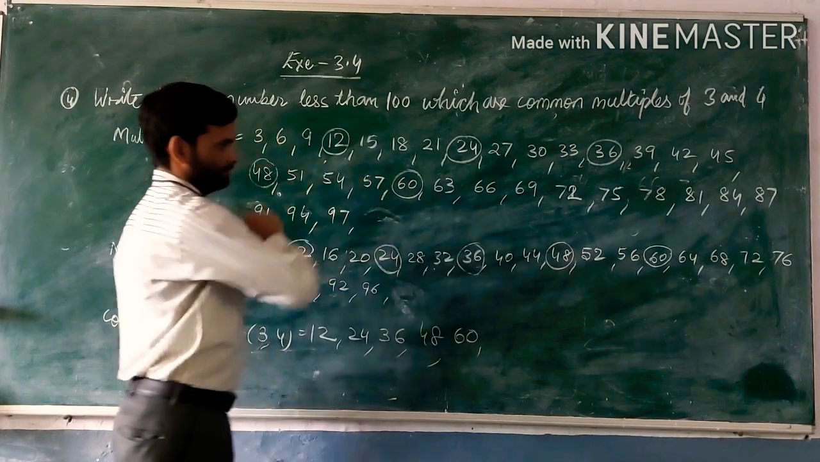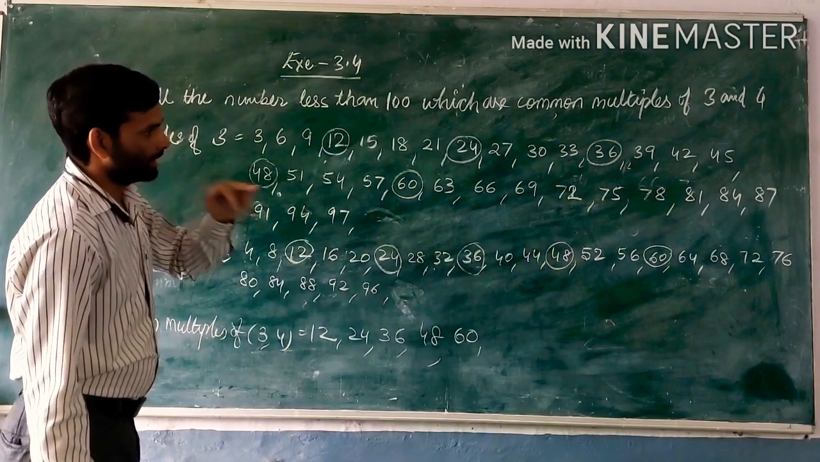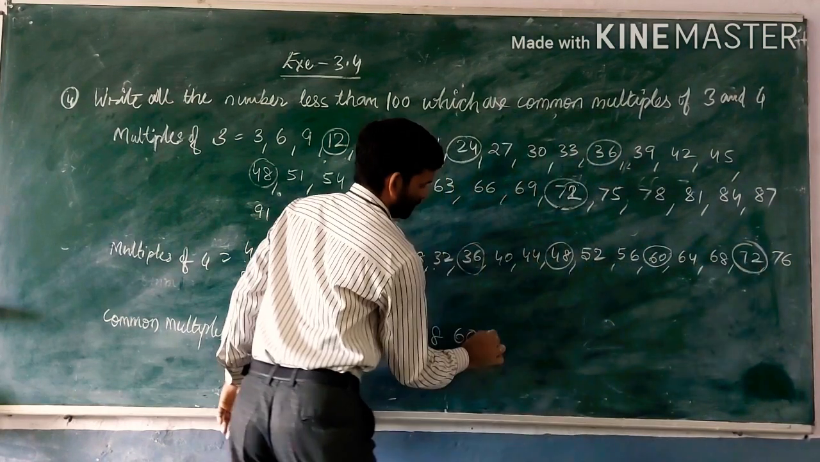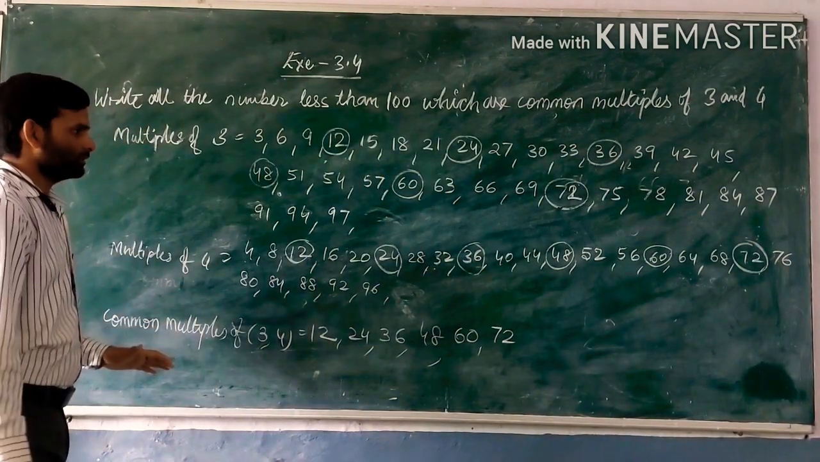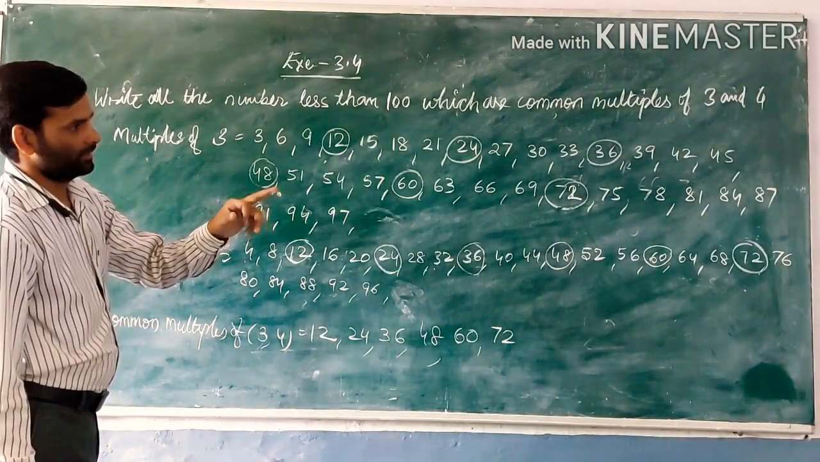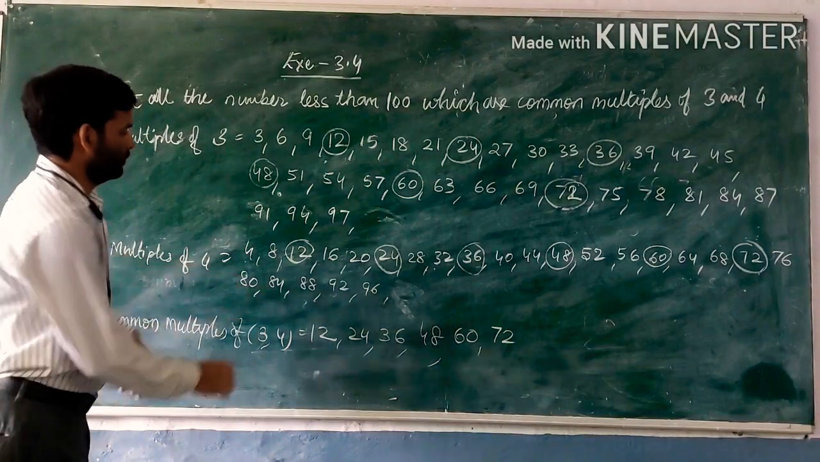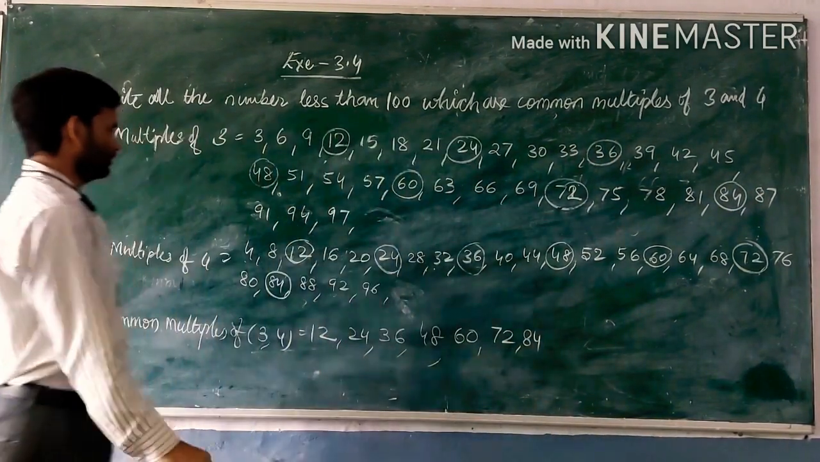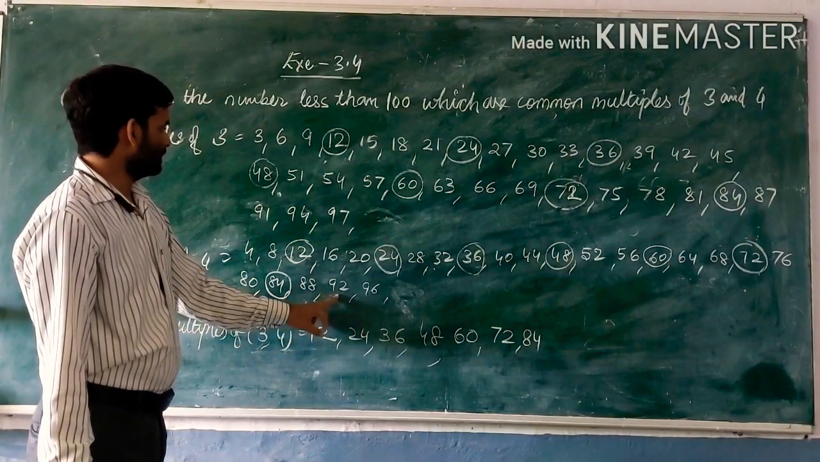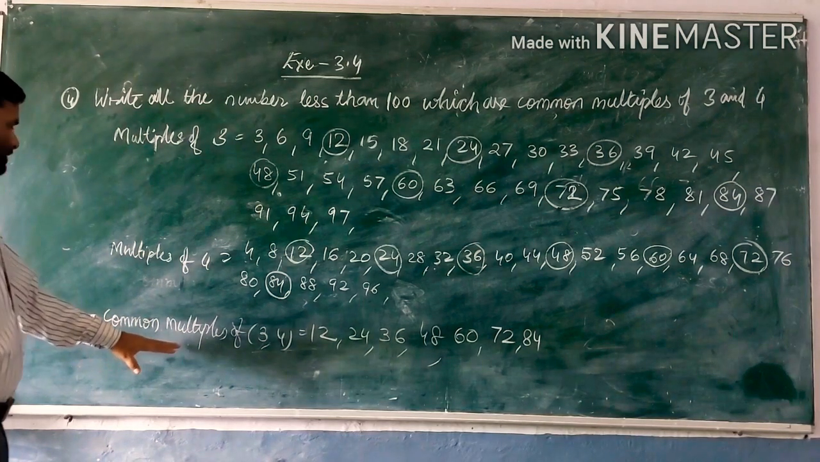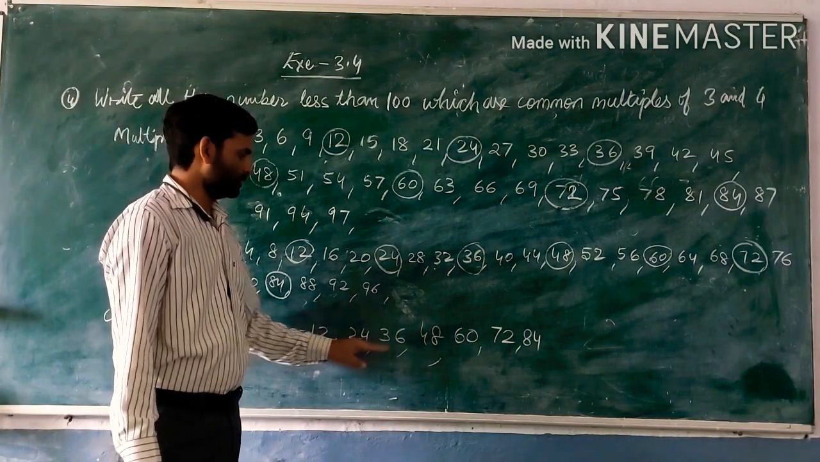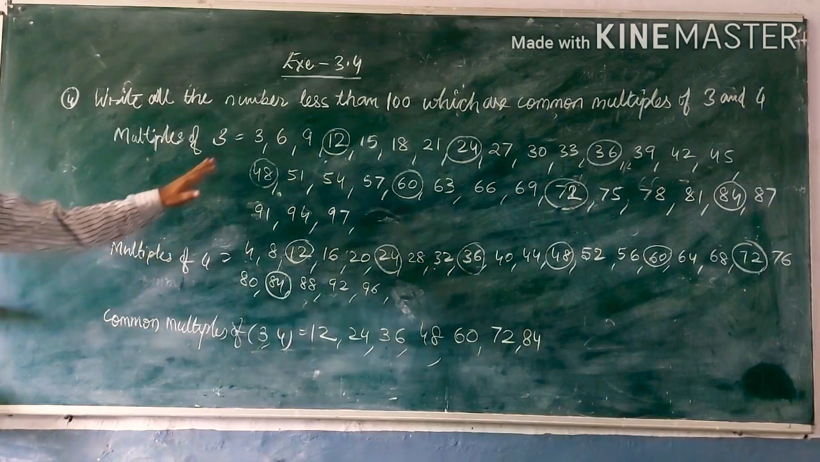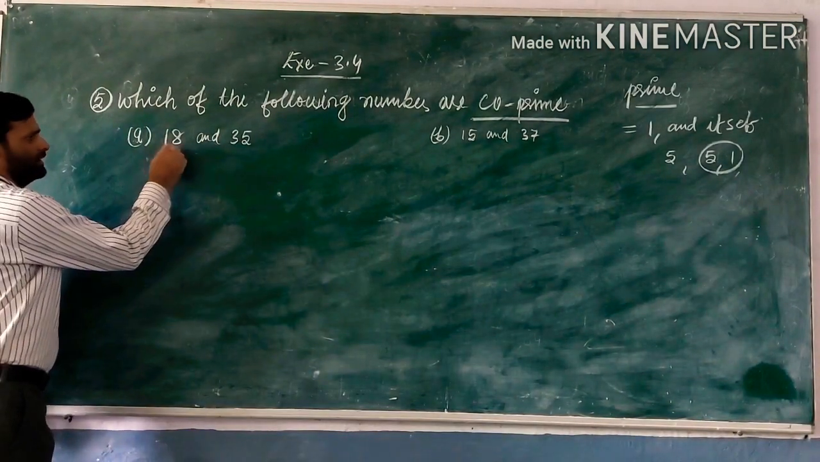Next is 72. This is not only a multiple, this is a common multiple. Next is 76, 80, 84. And next 88 will not come, 92 not come, 96 not come. It means the common multiples of 3 and 4 are 12, 24, 36, 48, 60, 72 and 84, all the common multiples less than 100.